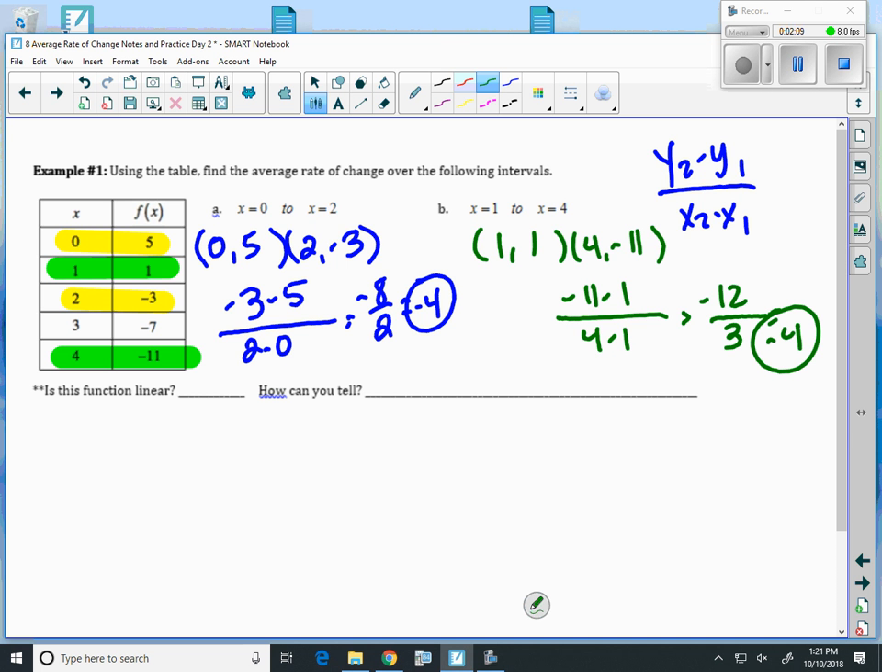All right, did you get -4 for B as well? Yeah. All right, what does that tell us? When we have a constant slope or a constant rate of change, it tells us that we have a linear function. So yes, it is linear, because our average rate of change, or AROC, is constant.